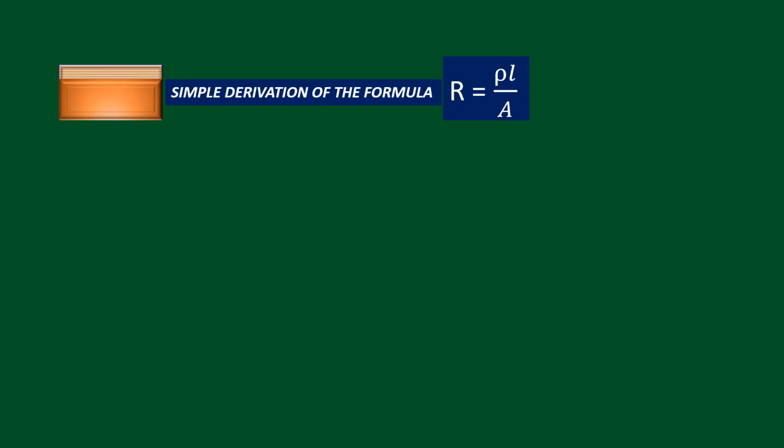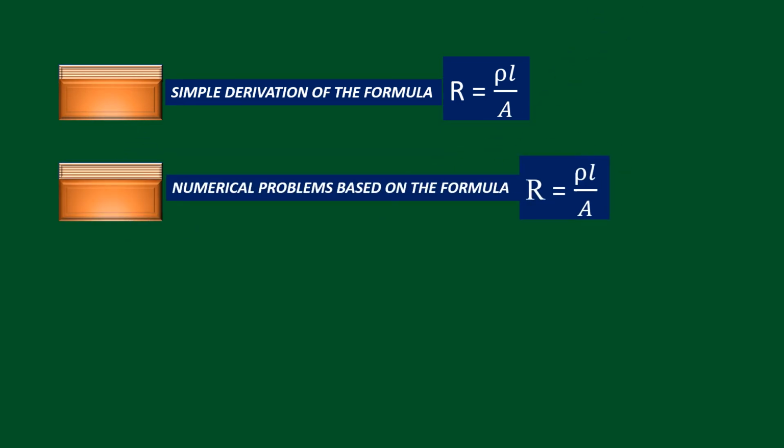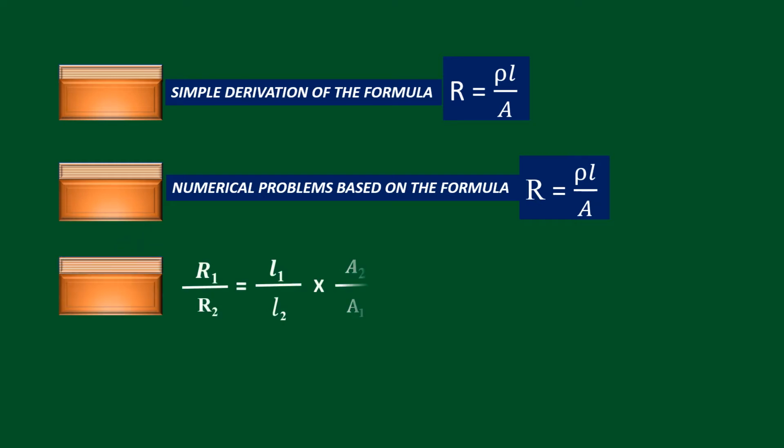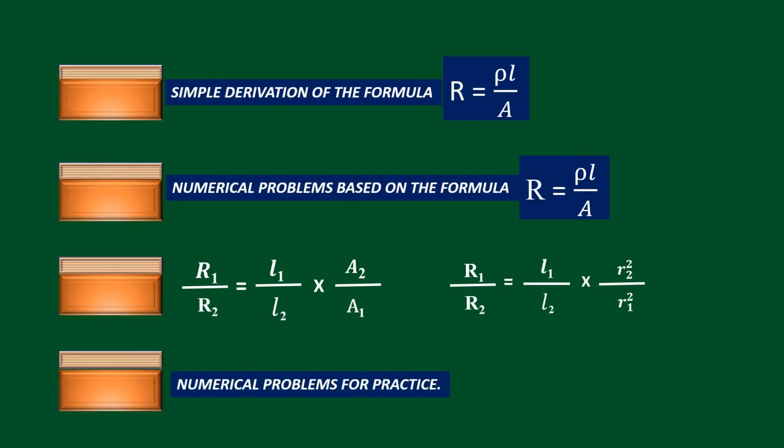Simple derivation of the formula R is equal to rho L by A. Numerical problems based on the formula R is equal to rho L by A. Problems related to the formulas R1 by R2 is equal to L1 by L2 into A2 by A1, and R1 by R2 is equal to L1 by L2 into R2 square by R1 square. Numerical problems for practice.